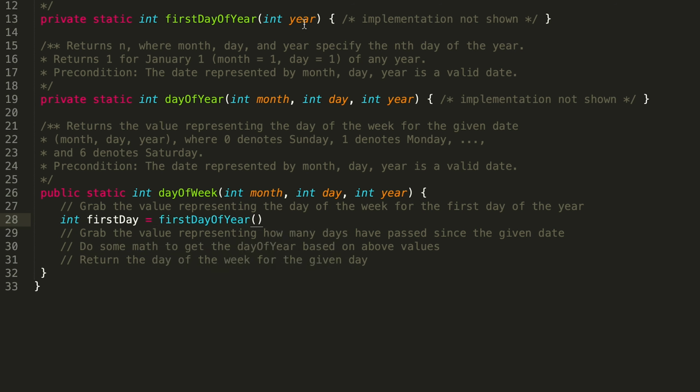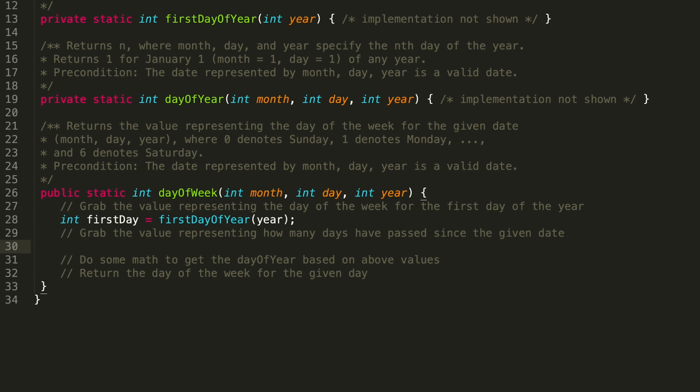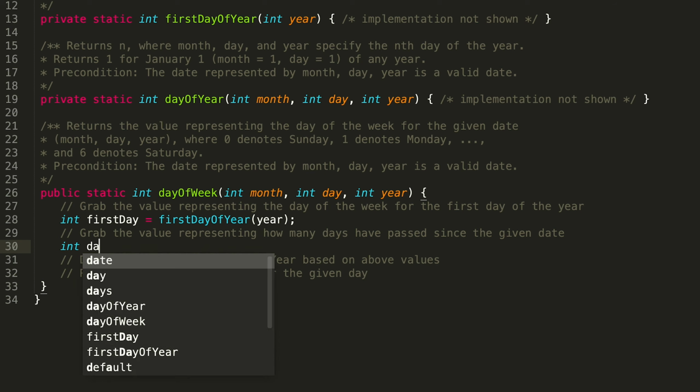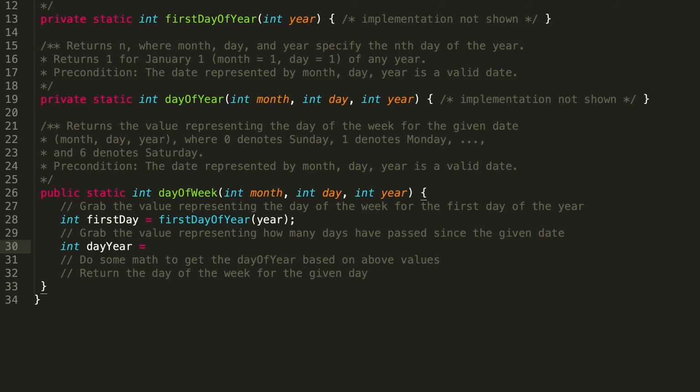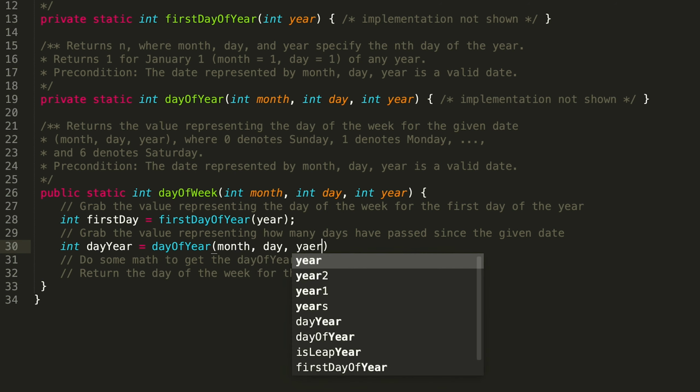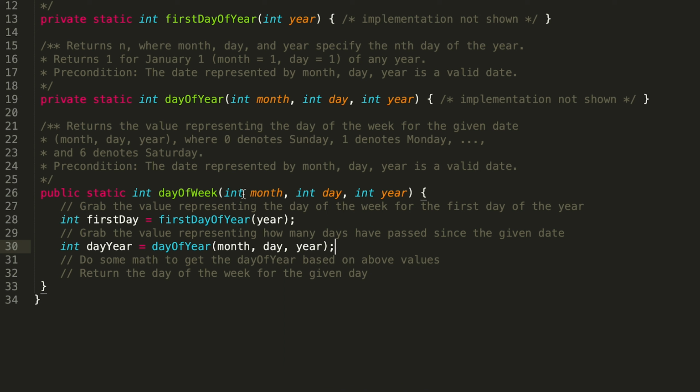This method asks for a year, and this should be the same year that we're being passed into the dayOfWeek method. So we can do something like that. Next line of code, we want to grab the value representing how many days have passed since the given date. This is our offset, and we're calculating this using our helper method dayOfYear. Also returns an int. We can go ahead and store it in that. So int dayYear equals dayOfYear, and we're just passing in the exact same parameters that we were passed in because we want to know how many days have passed.